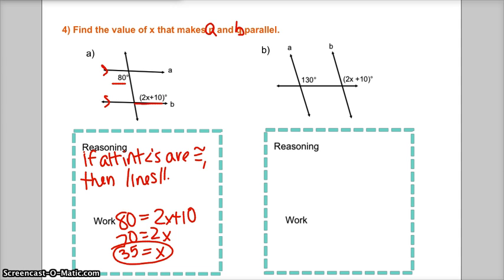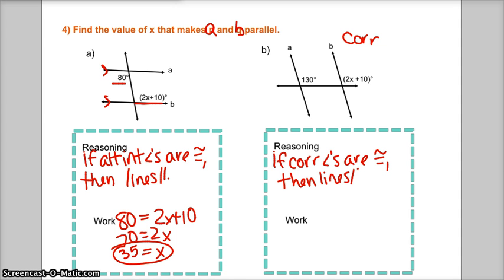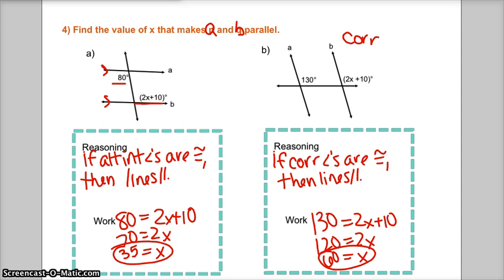Same thing with letter B. These are corresponding angles. If corresponding angles are congruent, then lines are parallel. So if they're congruent, meaning if they're set equal, and I get x by itself, when x is 60 degrees, then the corresponding angles are congruent, which means I have enough to prove that those two lines are parallel. So the order that you say things will matter.